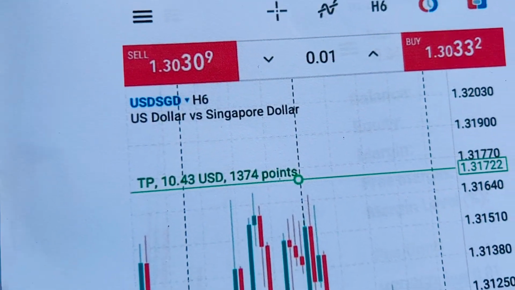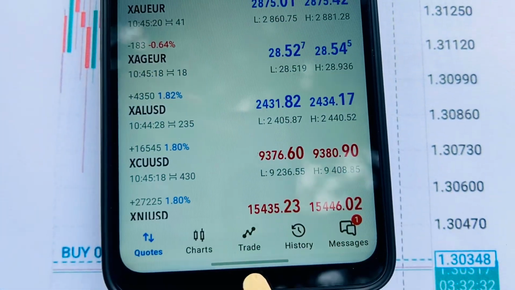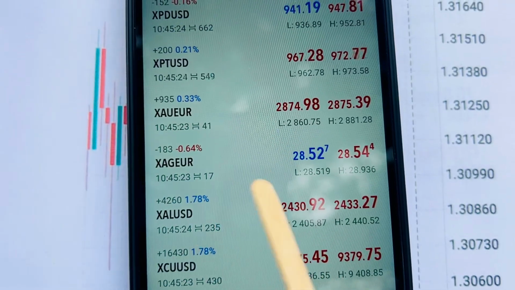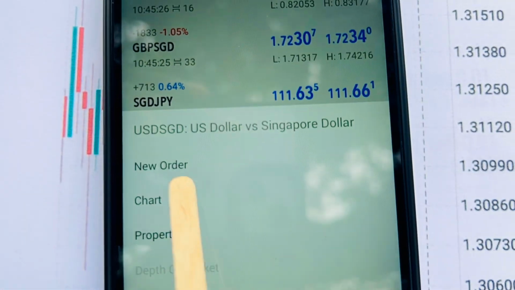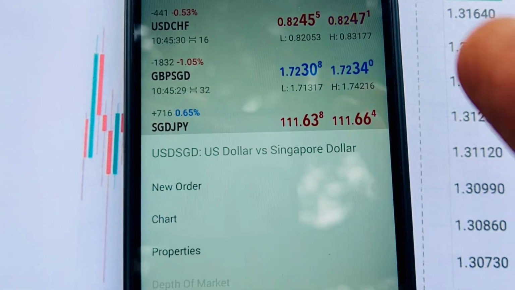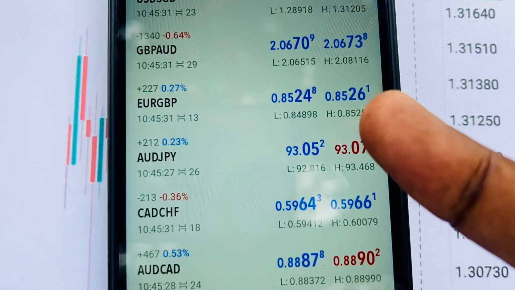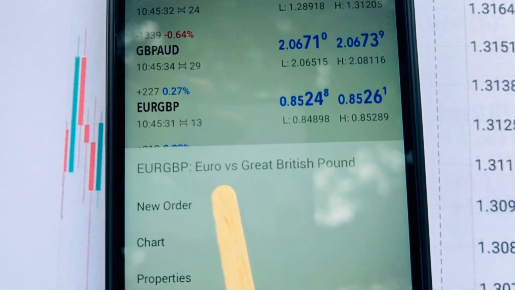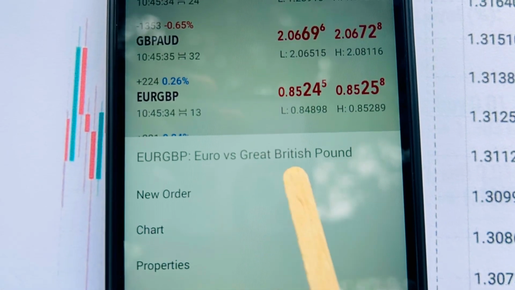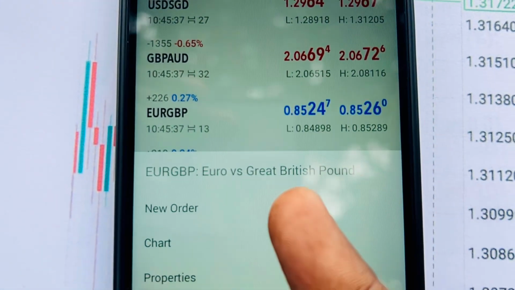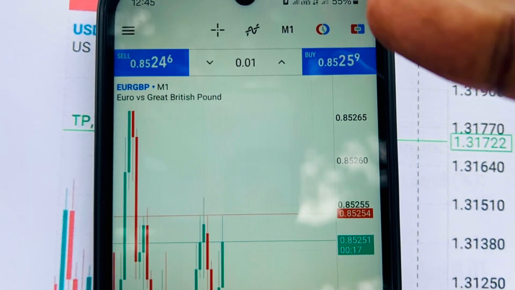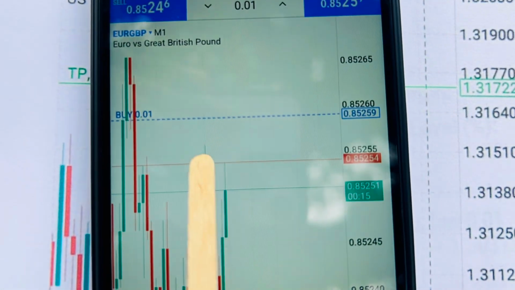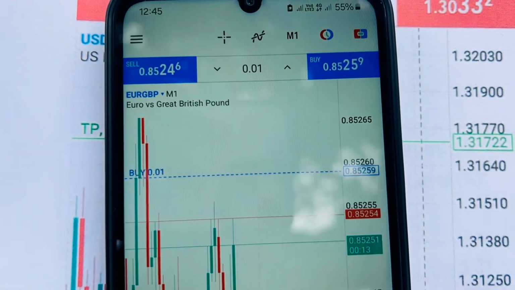Now, you can trade using your phone to go to section trades, or you can just go to any asset that you like of your choice. Let's say in this case, we're using the US dollar versus the Singapore dollar, or we can choose a different asset or use the euro versus the Great British Pound, and go to a chart whereby we'll be able to make a buy or sell. But let's try it right now, we make a buy of 0.01 with a lot size 0.01.